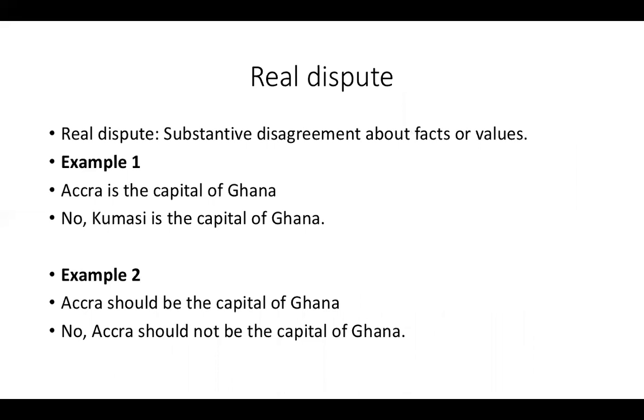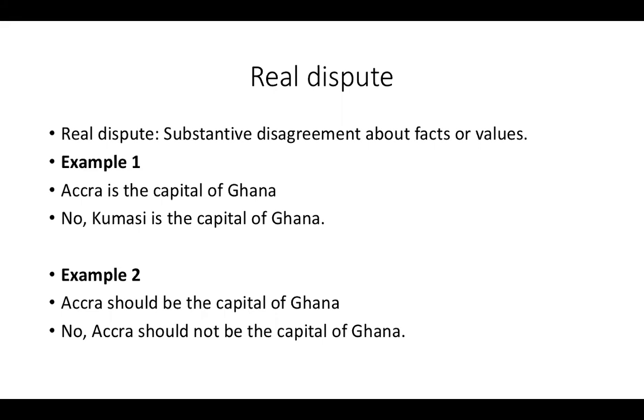Then we have the real disagreements. A real disagreement is also called a substantive disagreement about facts or values. For example, if two Americans are arguing, one says Accra is the capital of Ghana, and the other says no, Kumasi is the capital of Ghana, then both of them are engaged in a factual disagreement. Factual disagreements are resolved by verifying the facts.